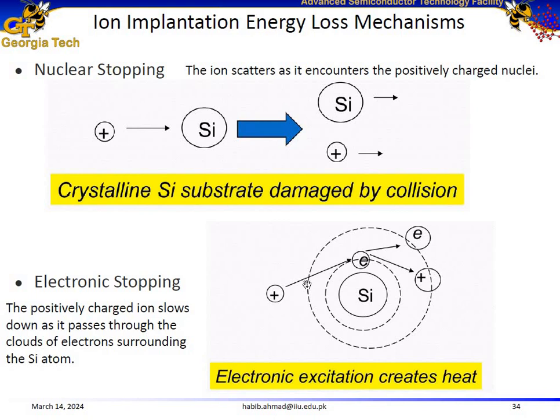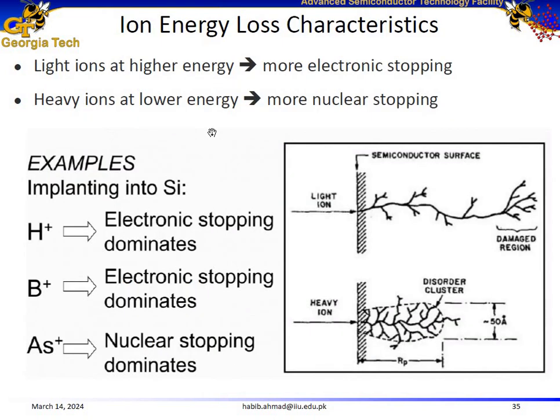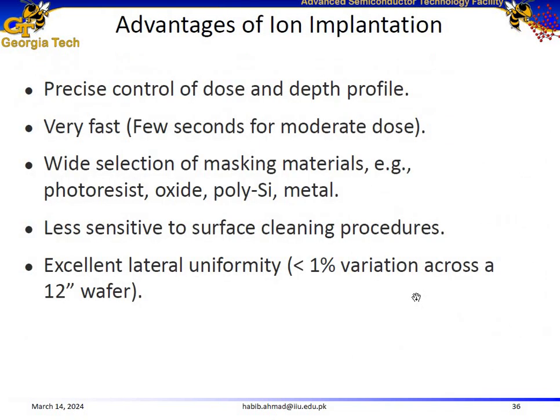And lighter atoms, by the way, travel deeper into the substrate material as compared to heavier ions, because heavier ions encounter collisions with the host materials. We can see that phenomena over here, that lighter ions like hydrogen and boron travel deeper into the substrate material, while heavier ions, for example arsenic, travel shallower into the substrate material.